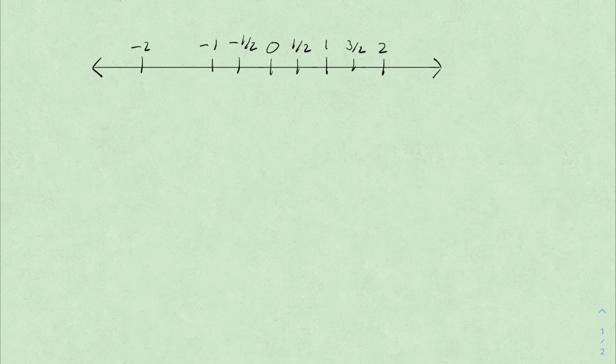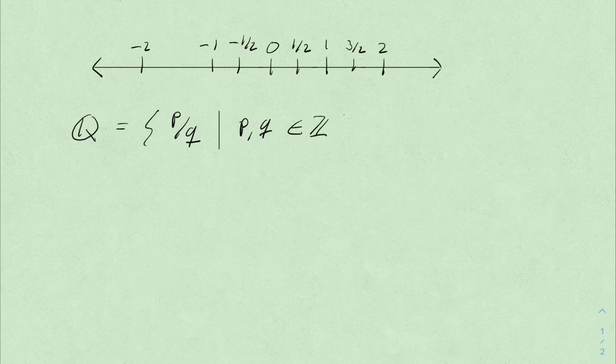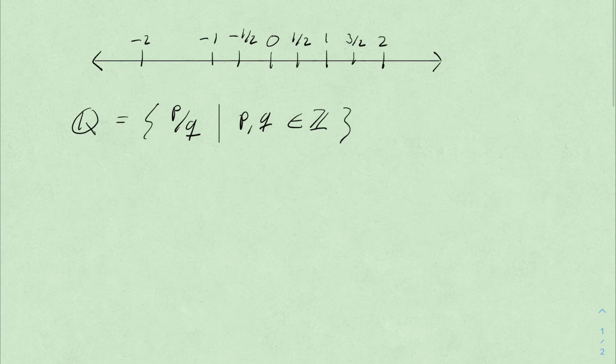Okay, so let's go ahead and define what the rational numbers are. So we can say the rational numbers is the set of all numbers that can be written as p over q, such that p and q are both integers. Okay, that is our rational numbers. And any number that is not an element of the rational numbers and is on the real number line is an element of the irrational numbers. So our goal for today is to show that the square root of 2 is an irrational number.